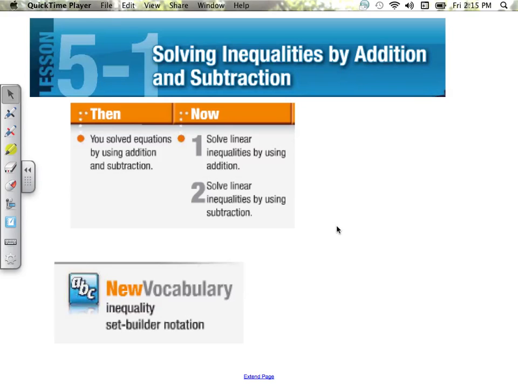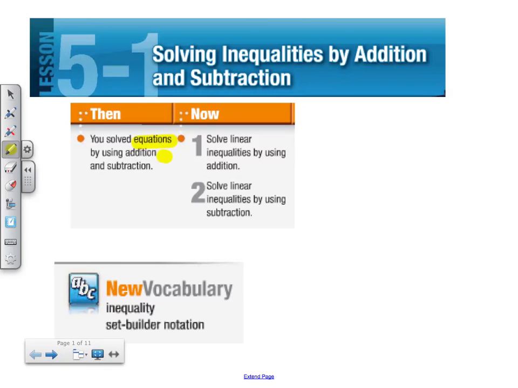So 5-1 is solving inequalities by using addition and subtraction. Right? We've done with equations, we've done addition and subtraction. Now with inequalities, we're going to learn how to do addition and we're going to learn how to do subtraction. Now we've done this a little bit before, so this should feel fairly familiar to you. We'll have two vocabulary words, inequality and set builder notation.